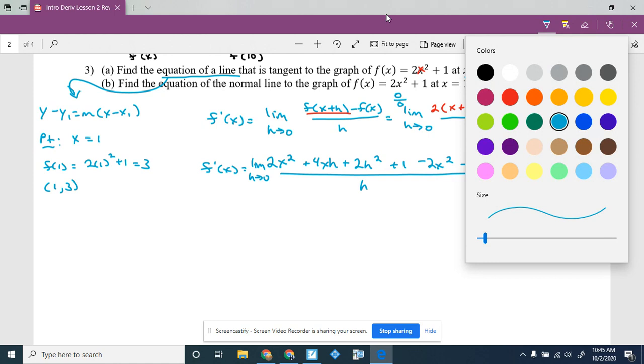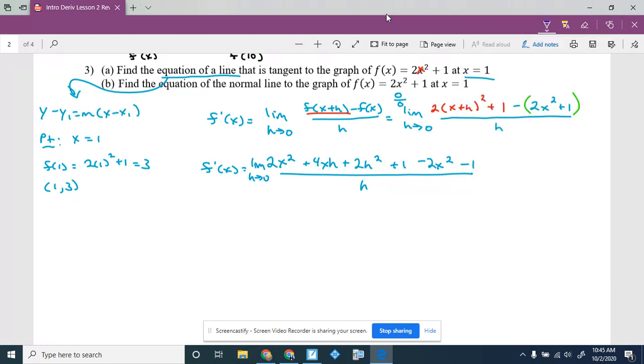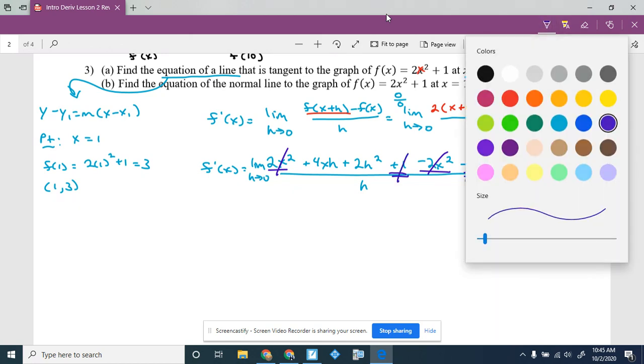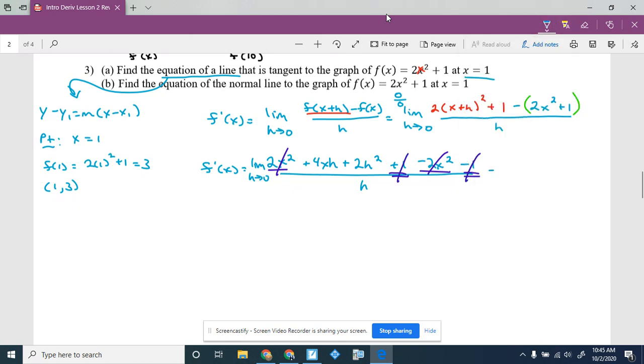So now, what happens? Hopefully good stuff. Here's a 2x squared and here's a minus 2x squared. That's going to sum to 0. That's awesome. Here is a plus 1 and here's a minus 1. That's going to sum to 0. That's awesome. So if I rewrite what I have now, I have the limit as h goes to 0.